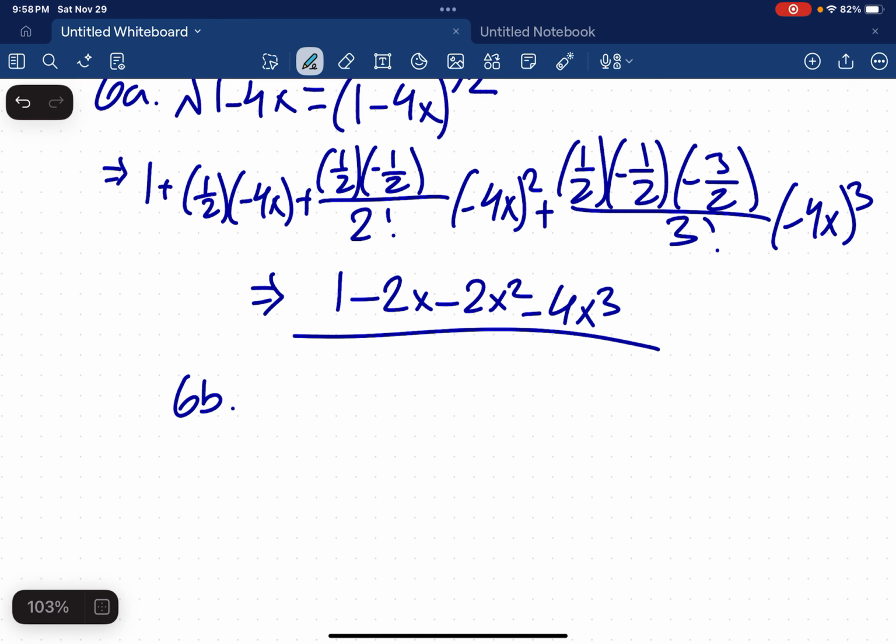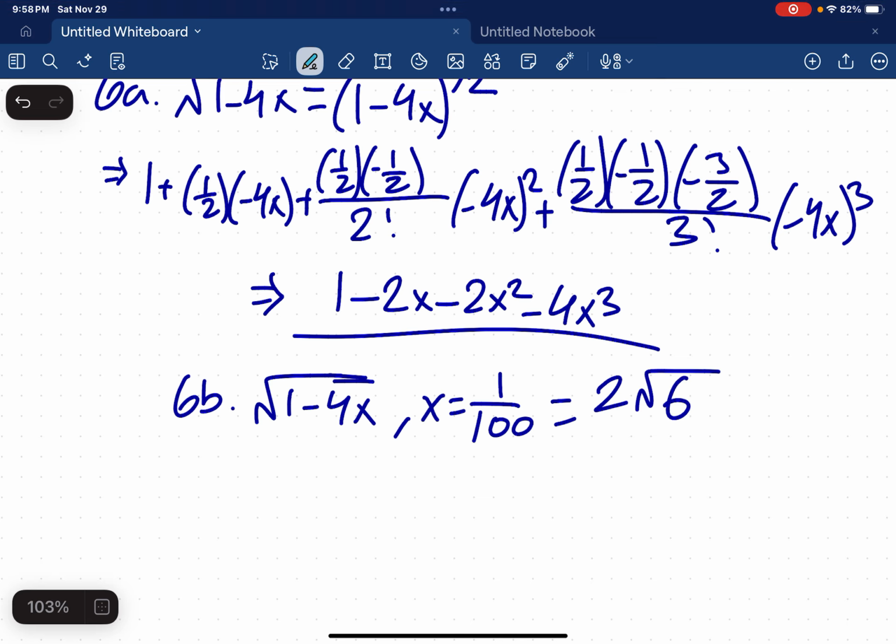6b. What is 6b asking? Show that the exact value of the square root of 1 minus 4x when x equals 1 over 100 is equal to 2 square root of 6 over 5. Okay, that's such a weird number.